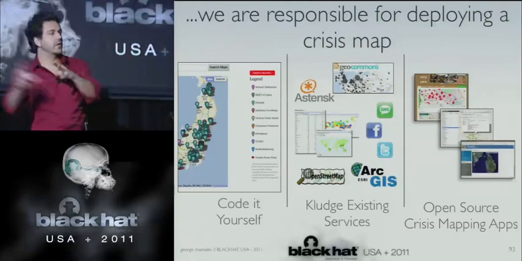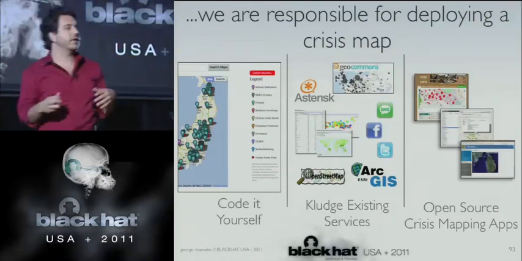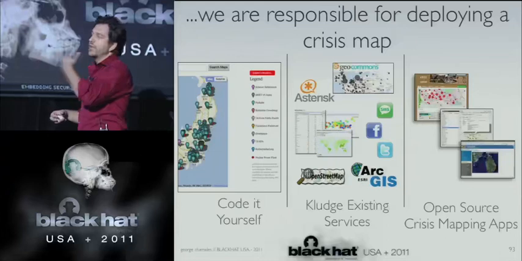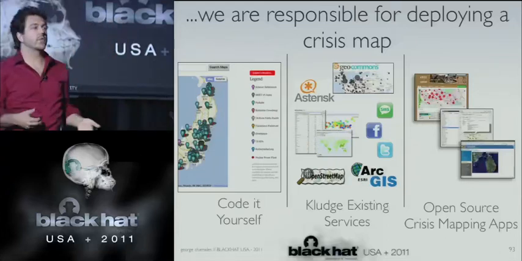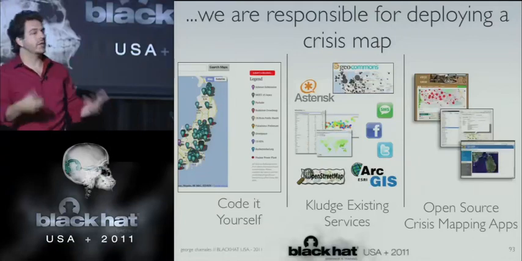Next, you can kludge it together from existing services. There's various geo-type services that are online. You can connect those with various social media things online. And then third, there's beginning to be the development of open source applications, things that are specifically coded and designed for doing this type of work.